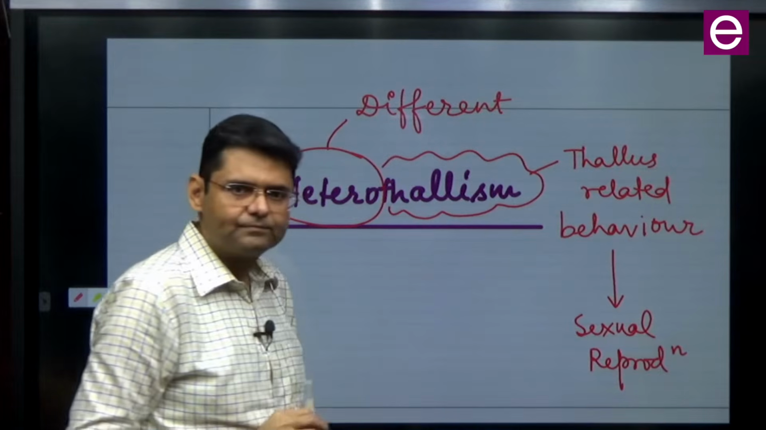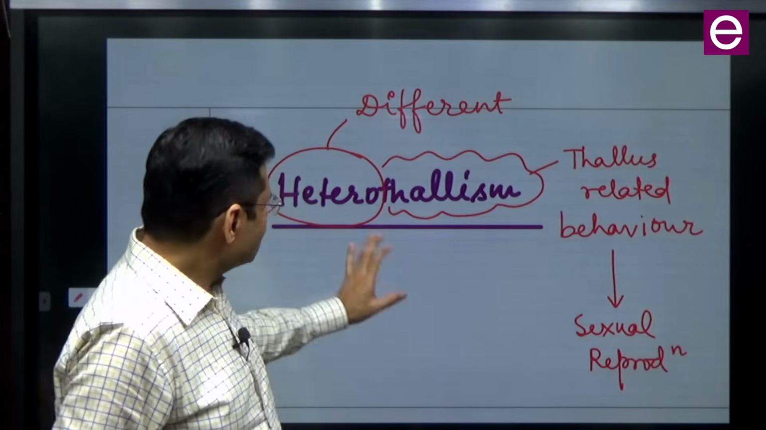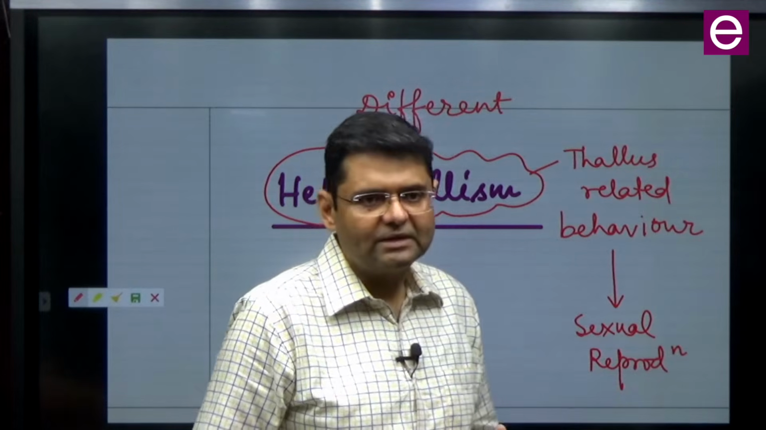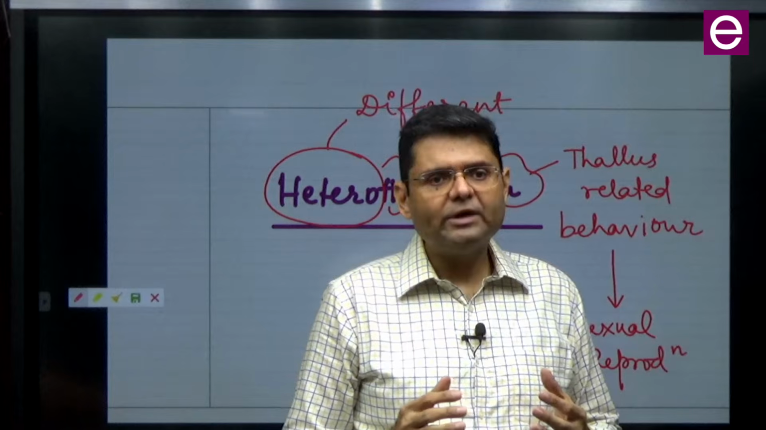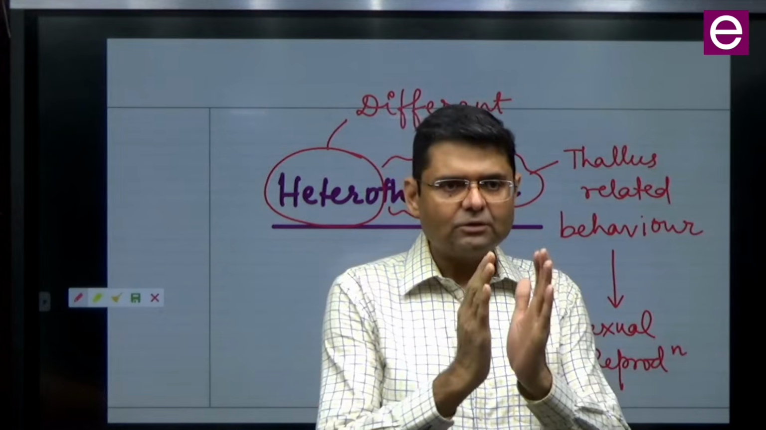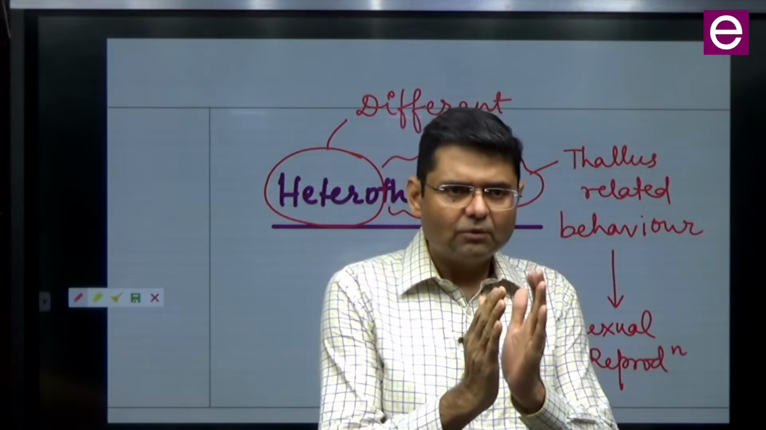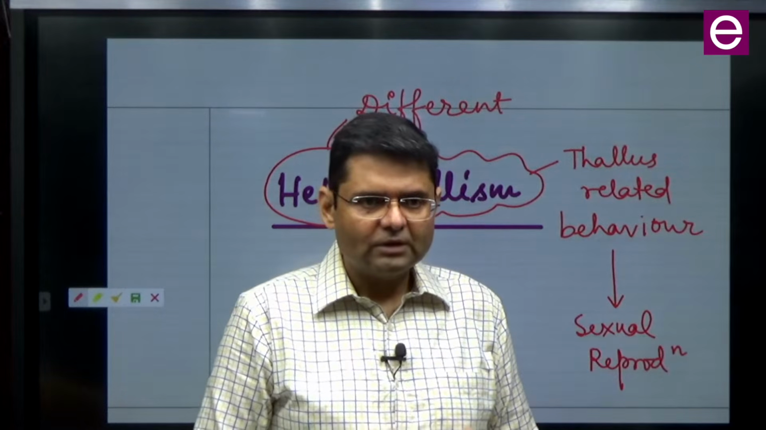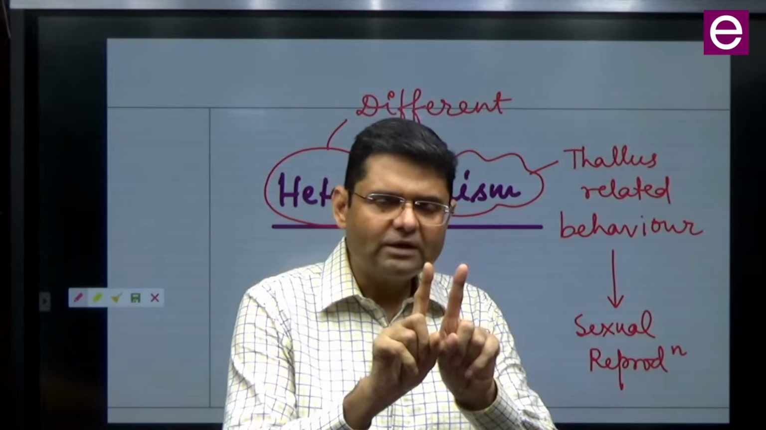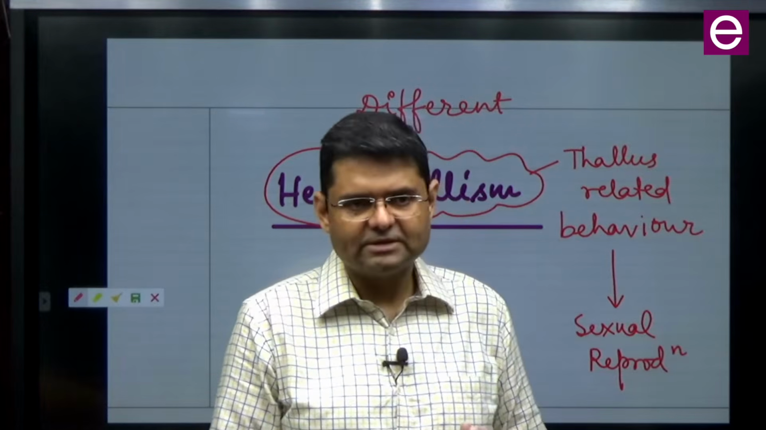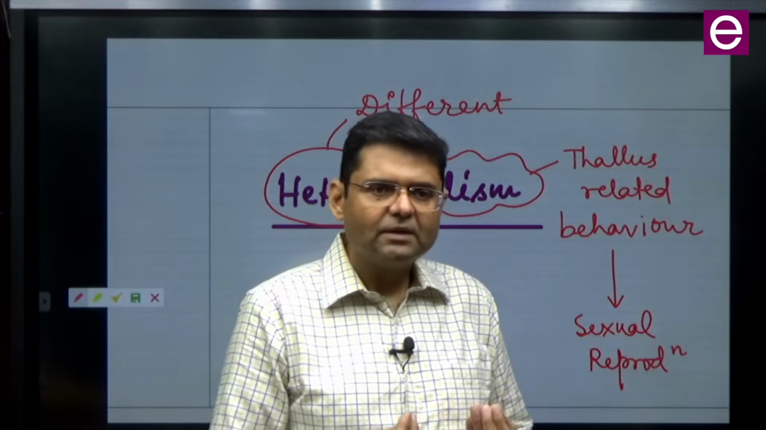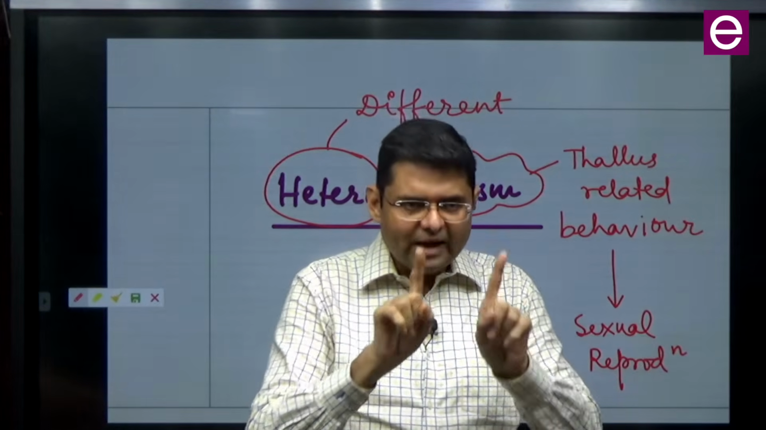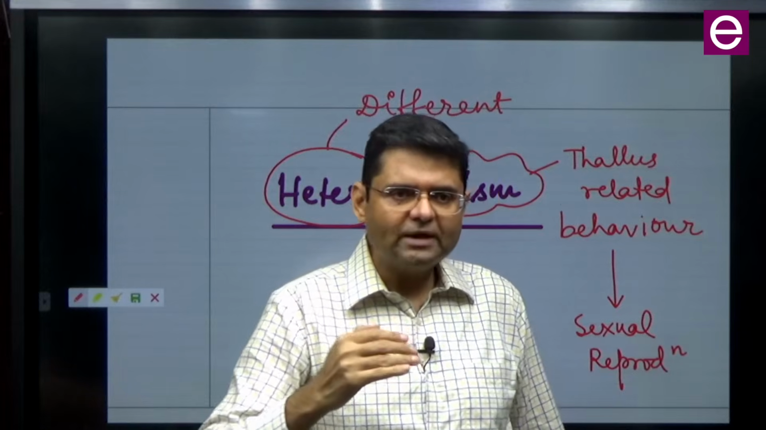reproduction. Okay? So there are many fungi where sexual reproduction will be taking place only if two different types of thalli are present close to each other, and only between them sexual reproduction will take place. These two different types of thalli mean what? They belong to the same species, but they have slight genetic difference, with respect to their mating type.